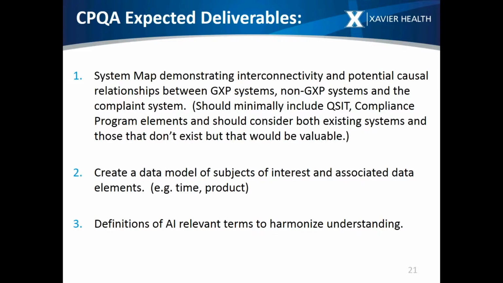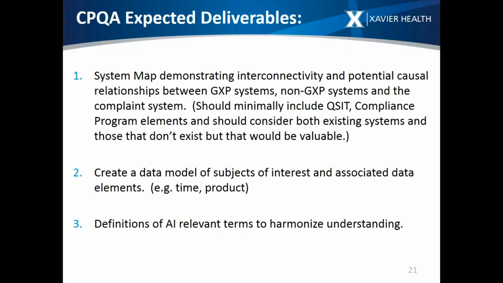The second deliverable is something we're calling a data model. Really that is looking at the various data elements within each of those systems that we identified in the system map, and showing how those data elements might connect across those systems. I do have a slide in a moment that I'll show that is a high-level view of that, but before I go there, the third output is a set of definitions of AI-relevant terms, again to help standardize our understanding and enable us to use common language.